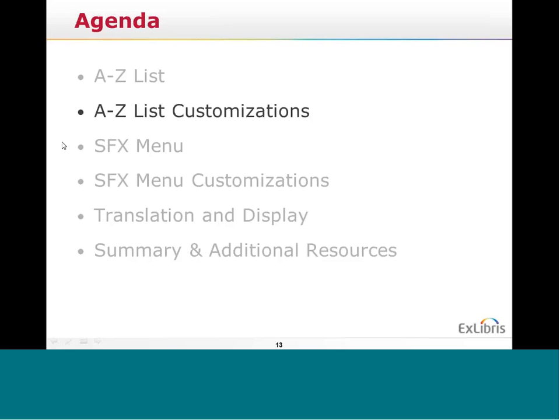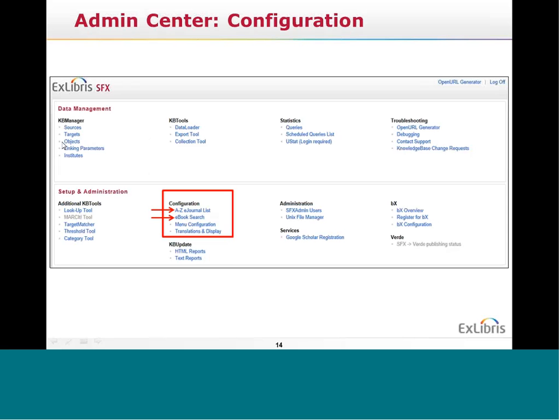So let's talk next about what kinds of A to Z list customizations are available, as well as where and how to make the changes. The changes to the A to Z lists, both for e-journals and for ebooks, can be found in the SFX Admin Center under Setup and Administration. There's a configuration section. And for the A to Z e-journal list customizations, you would click on A to Z e-journal list, and for the A to Z ebook list, you would click on the link ebook search.